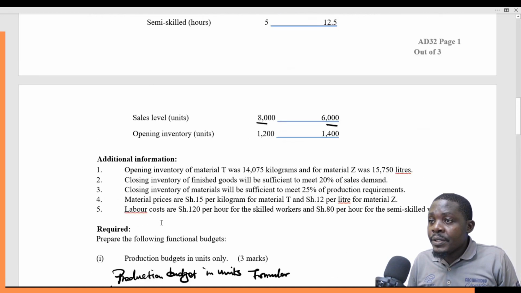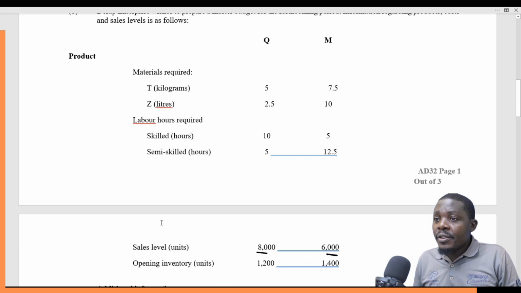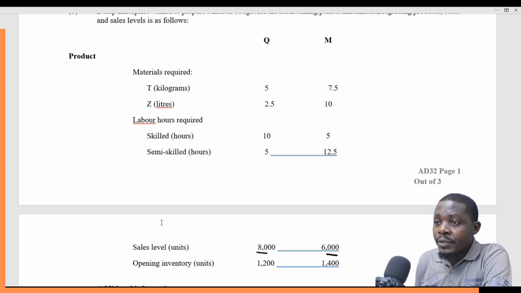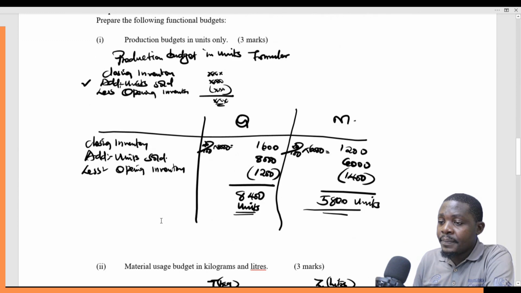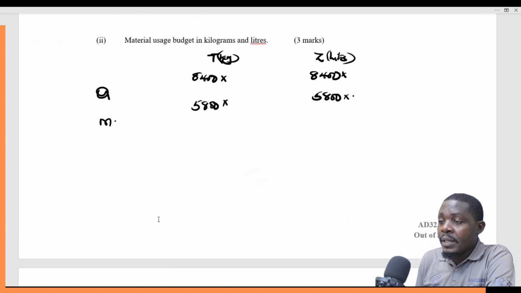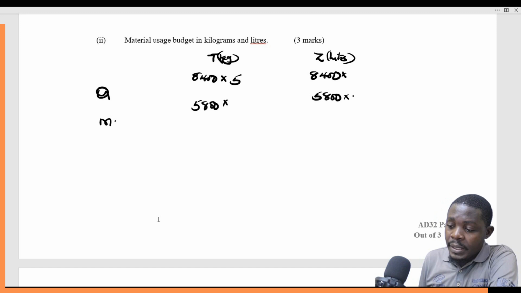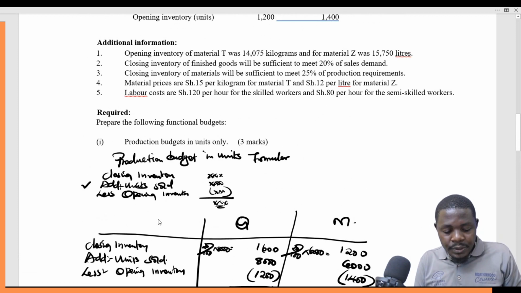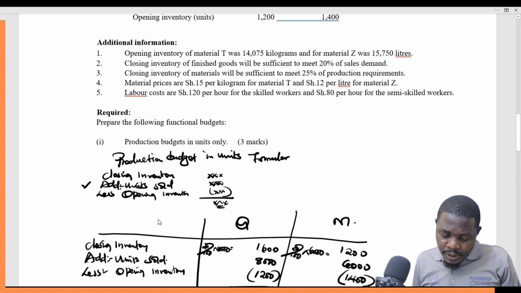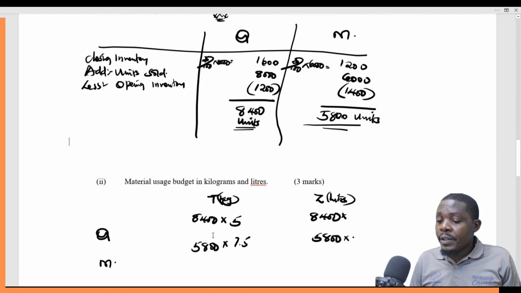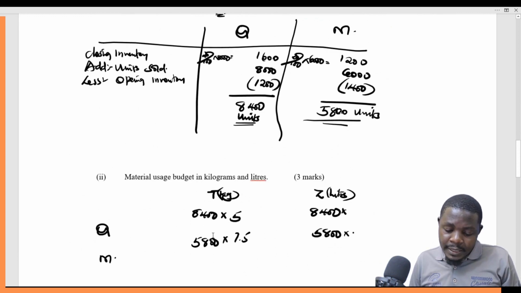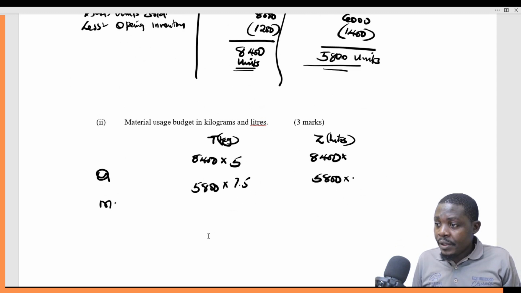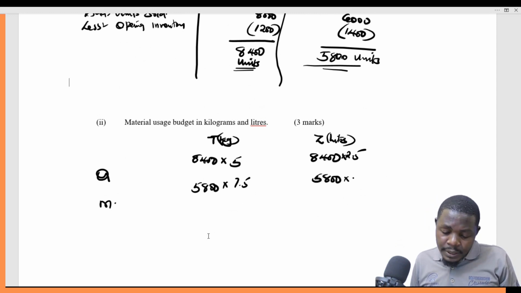Now, on this information, we were told that the material required for T was 5 kgs for Q and 7.5 for M. For set, let me retrieve from the question, we had 2.5 liters for Q and 10 for M.